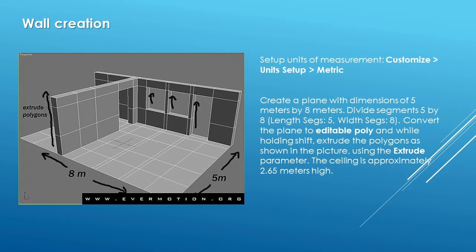Create a plane with dimensions of 5 meters by 8 meters. Divide segments 5 by 8, like length segments 5, width segments 8. Convert the plane to Editable Poly, and while holding the Shift key, extrude the polygons as shown in the picture, using the extrude parameter. The ceiling is approximately 2.6 meters high.